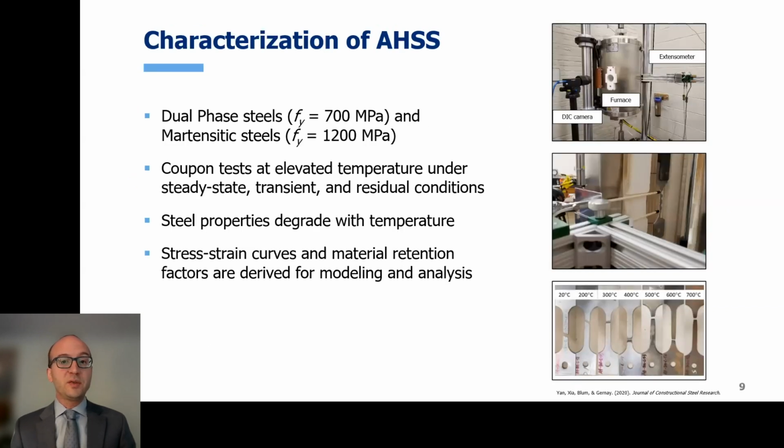We looked at two different types of advanced high-strength steels, and we also tested regular mild steel for benchmark. In the lab, we use a furnace mounted on a loading rig, and we test specimens cut out of steel sheets. So the furnace elevates the temperature of the steel specimen, similar to what a fire would do in a building. And we then measure the strength and deformation and how the stress-strain response is affected by temperature.